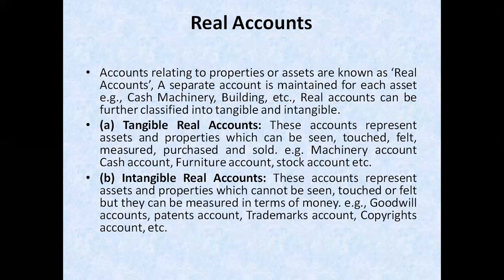Then the second is real account. Accounts related to the proprietor's assets are known as real accounts. A separate account is maintained for each asset like cash, machinery, building, etc. Real accounts can be further classified into two categories: tangible or intangible. Basically, real accounts are those accounts which are related to the assets and properties of the particular business, like cash, building, furniture, machinery, and they are classified into two categories: tangible or intangible.